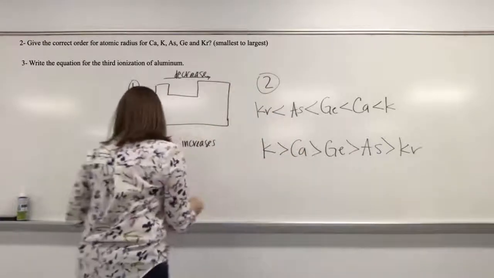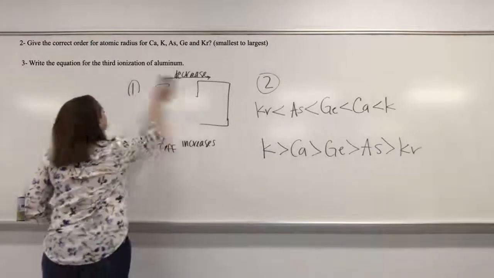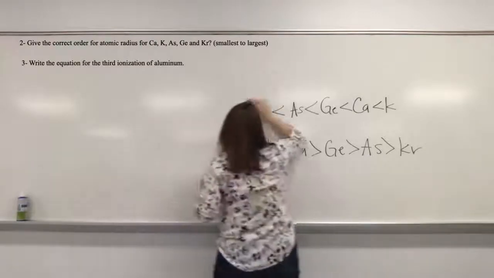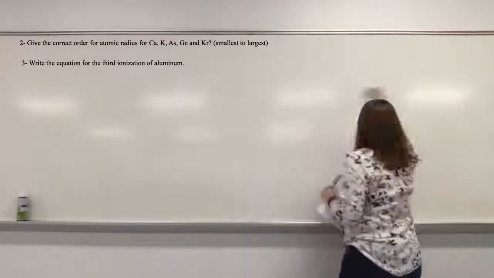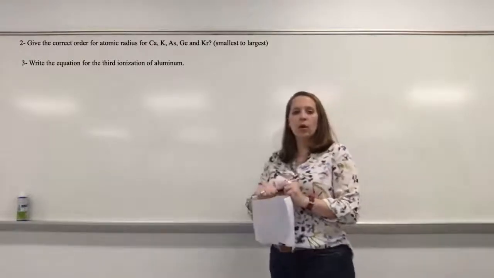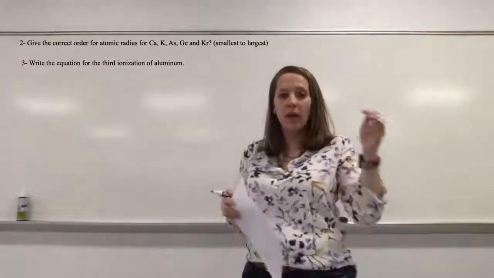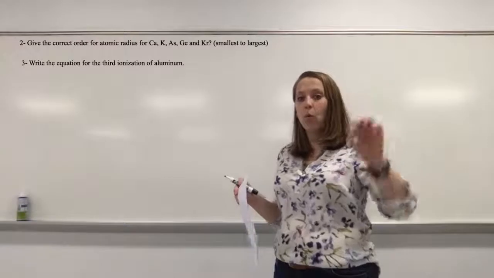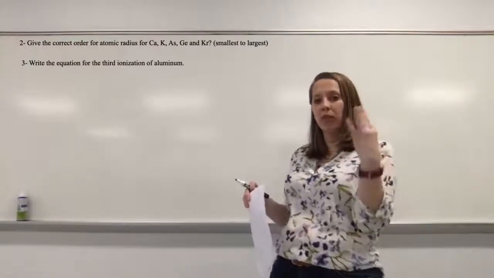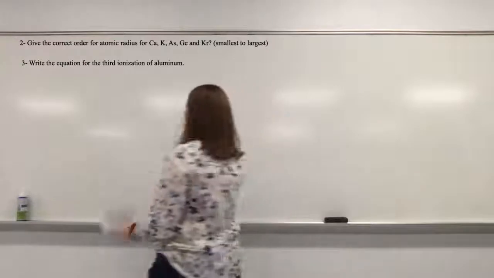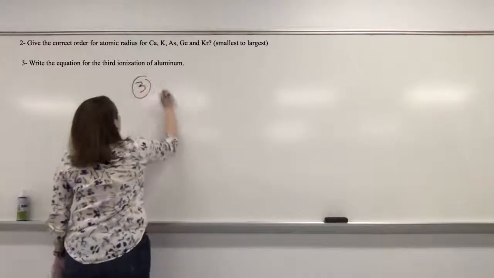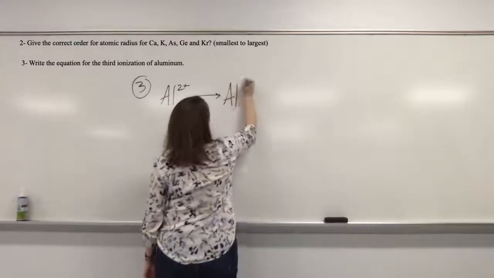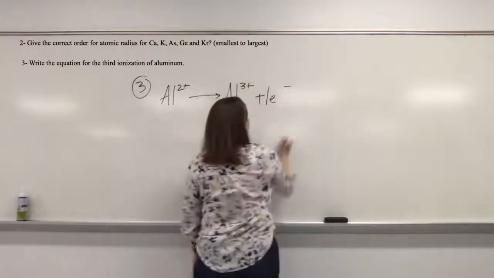So for number 3, we are going to write the equation for the third ionization of aluminum. Now, this is about the ability to remove one electron at a time. So we're removing the third electron. So in this case, aluminum 2 plus goes to aluminum 3 plus plus 1 e minus.